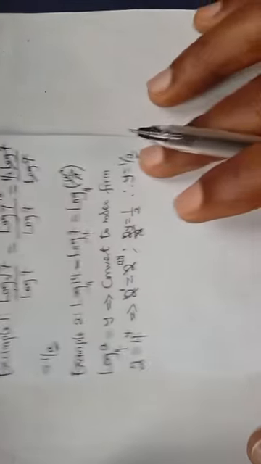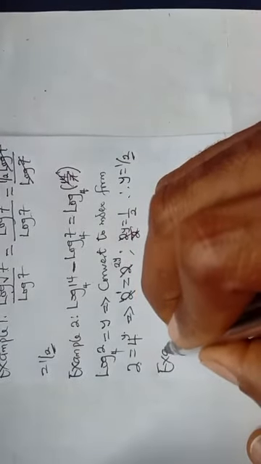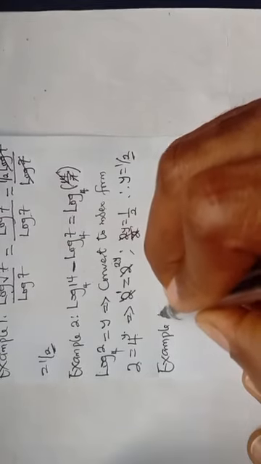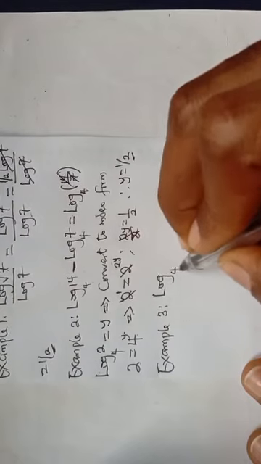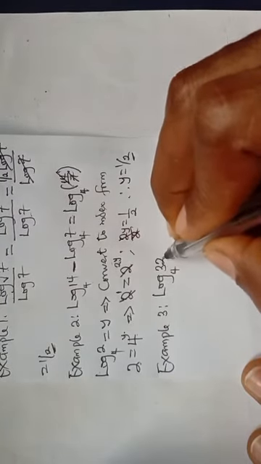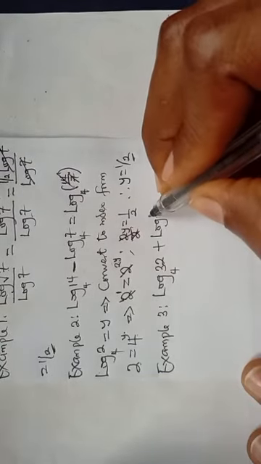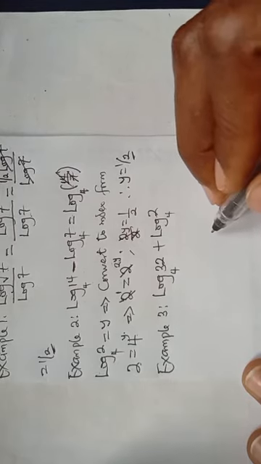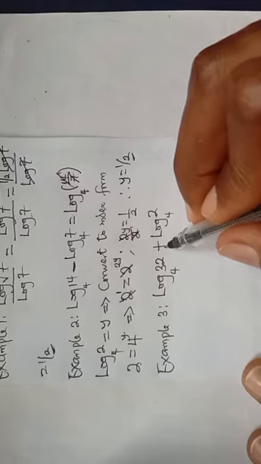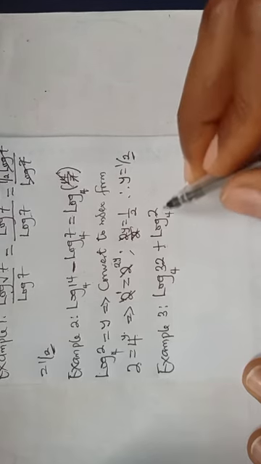Let's go to another one. Let me take example 3. Example 3 says log 32 to base 4 plus log 2 to base 4. Is that okay? Now, this is plus. Remember, this is the addition law. So when we have addition, we're going to multiply.